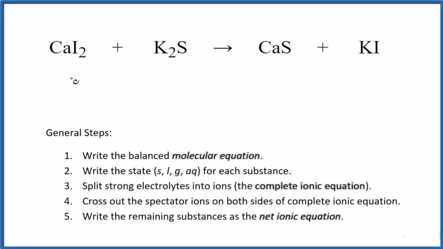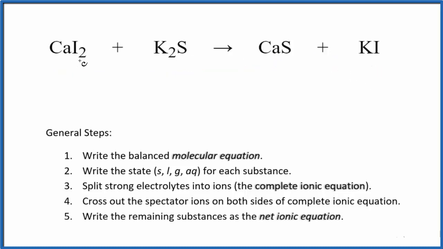In this video, we'll balance the net ionic equation for CaI2 plus K2S. This is calcium iodide and potassium sulfide. The first thing we need to do with net ionic equations, we need to balance the molecular equation. This is our molecular equation.